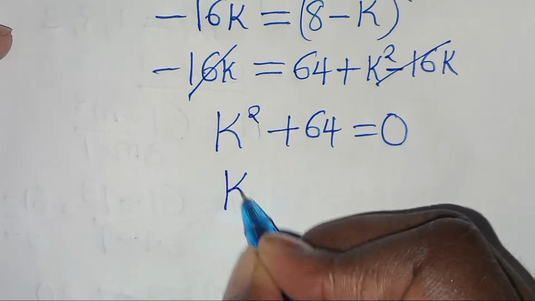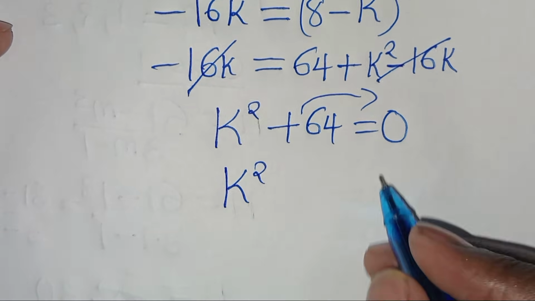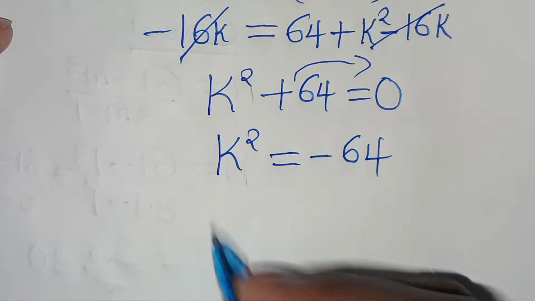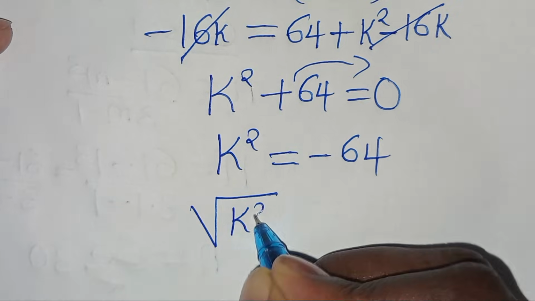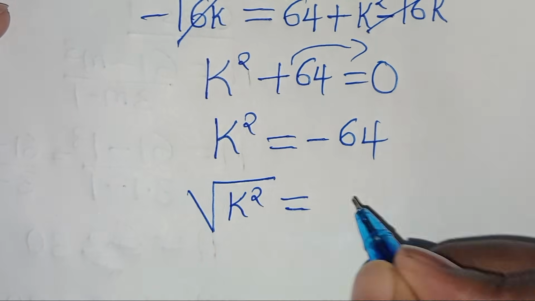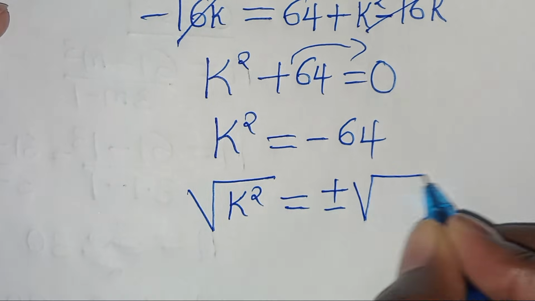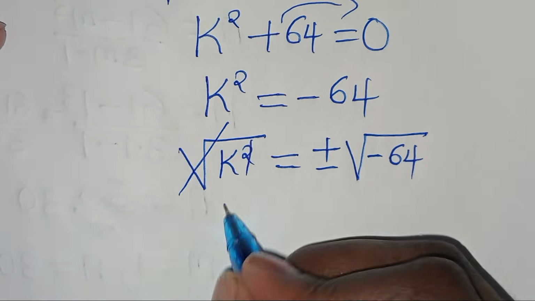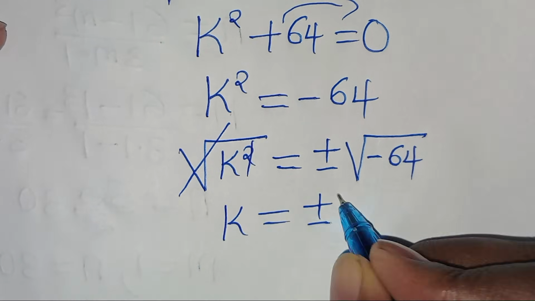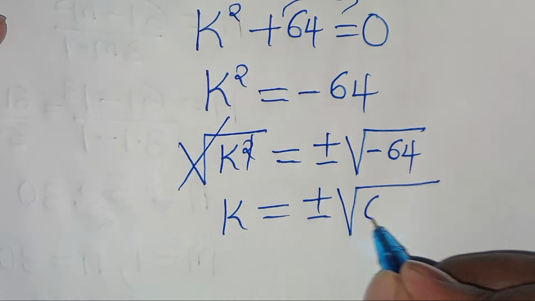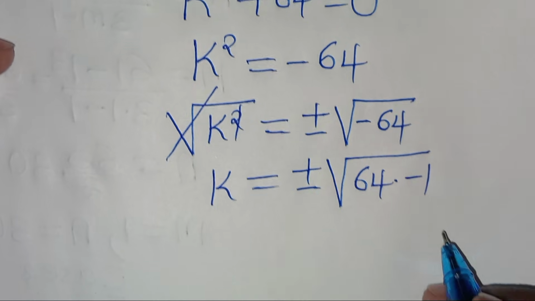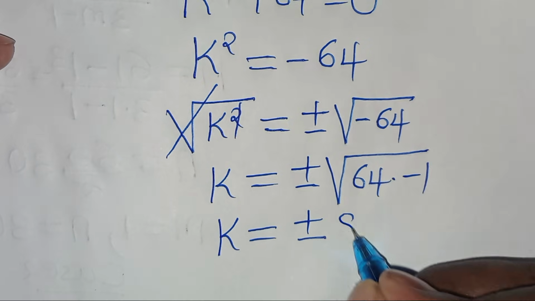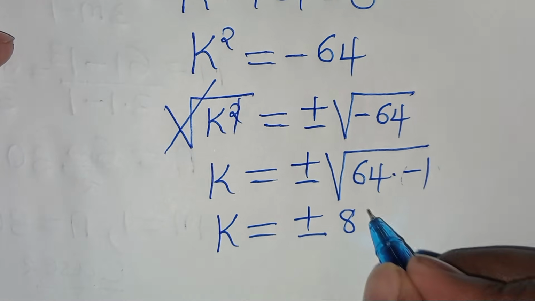So this means we have k squared. Let's take plus 64 on the right hand side. This is equal to negative 64. To solve for k here, let's introduce a square root on both sides. We have the square root of k squared. This is equal to plus or minus square root of negative 64. So let's eliminate the square root sign. So we have k is equal to plus or minus the square root of negative 64, which is 64 times negative 1. So we have k is equal to plus or minus square root of 64, this is equal to 8, square root of -1, this is equal to i.